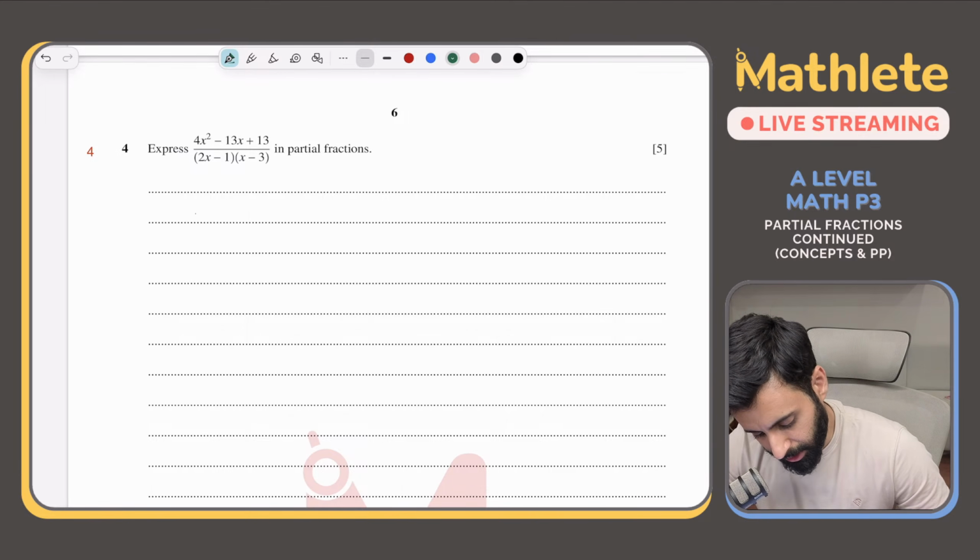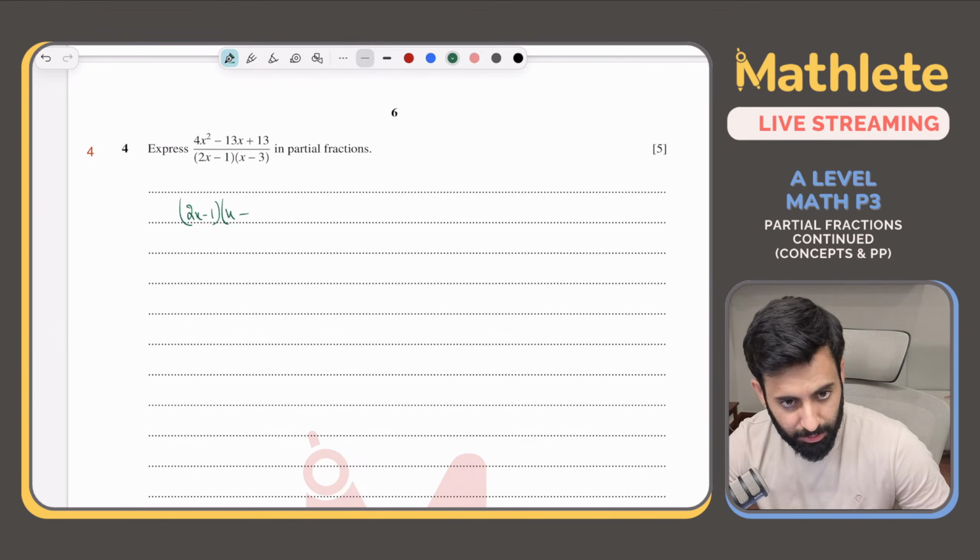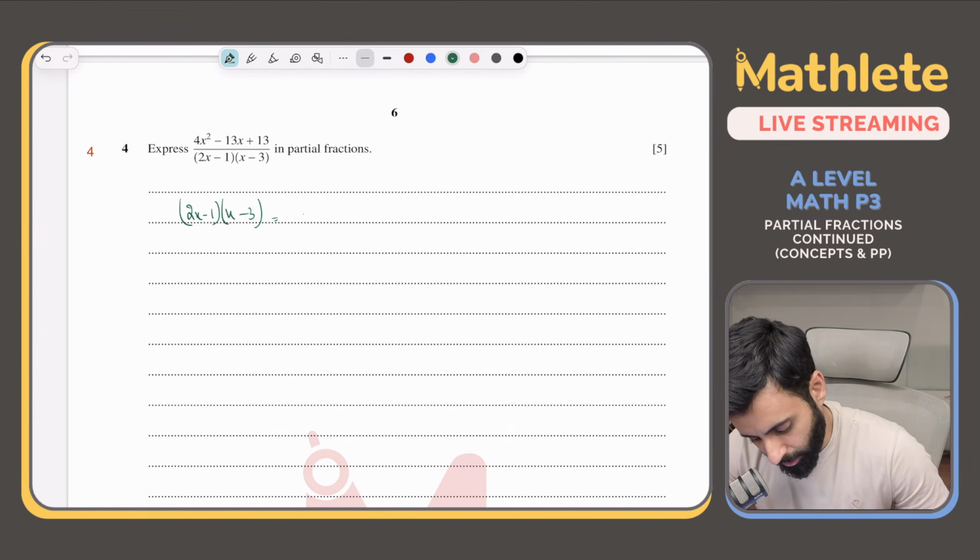So first thing you want to do is you want to expand the denominator. 2x minus 1 into x minus 3. Okay? When you do that, you have 2x square minus 6x minus x plus 3, which means you have 2x square minus 7x plus 3.